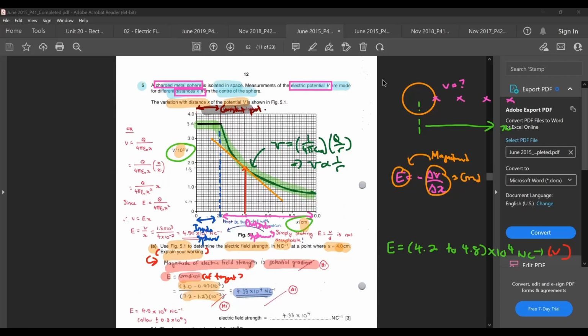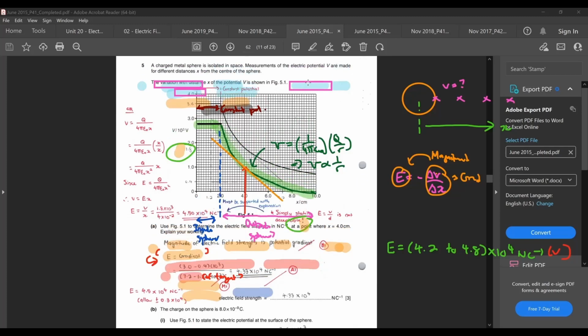If you go down a little and have a look at part B, it mentions this. The charge on the sphere is 8 times 10 power minus 9 coulomb. Use the figure to state the electric potential at the surface of the sphere. How do I know what is the potential at the surface of the sphere?